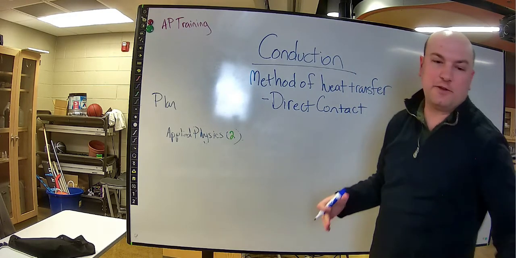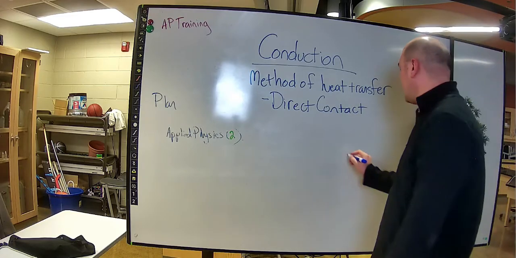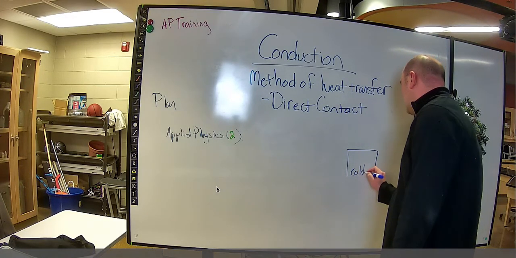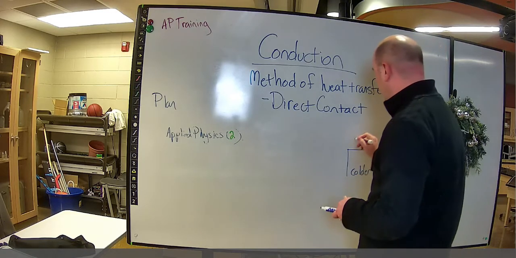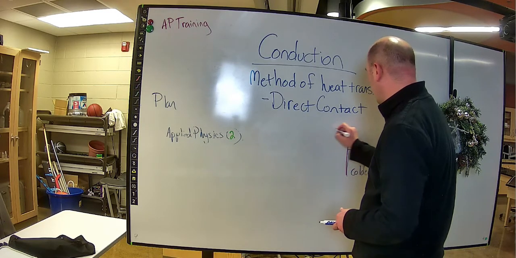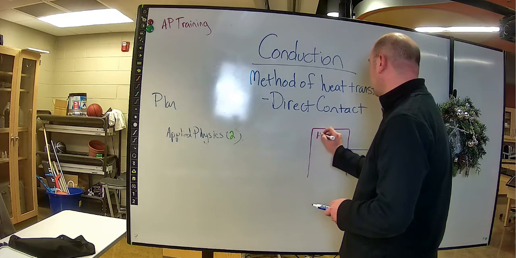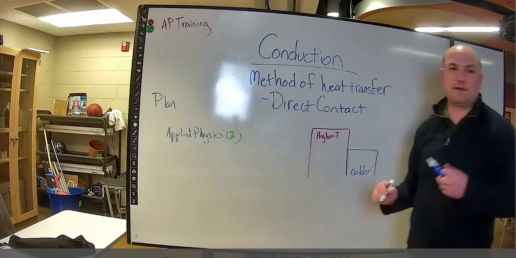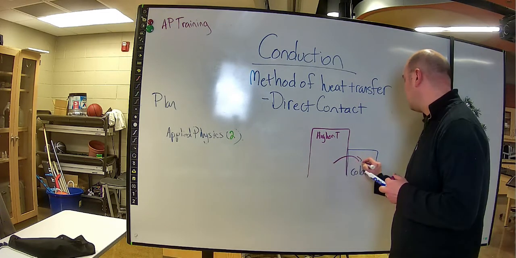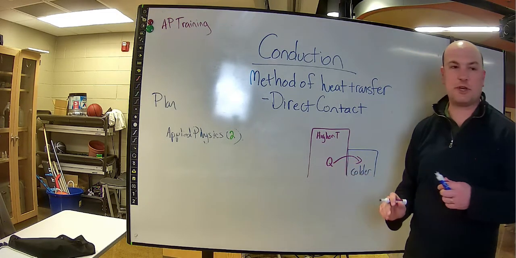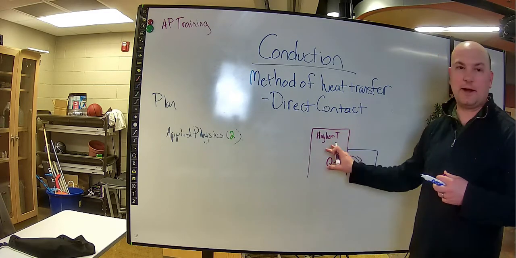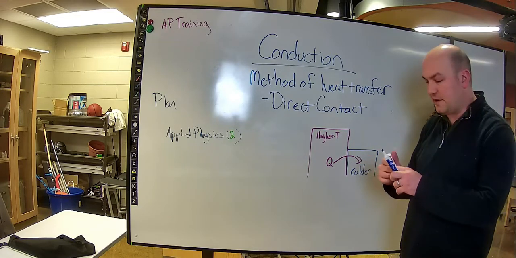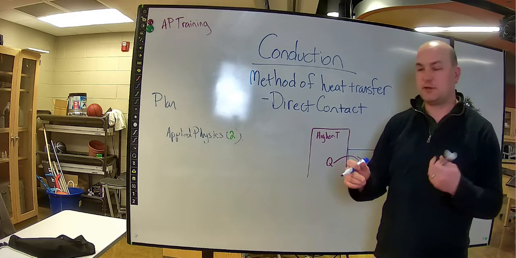So you have two different materials. Say one of them is colder, one of them is warmer, or is a higher temperature, higher temp, and then you get heat, which is Q. Heat flows from the higher temperature material into the lower temperature material. So remember, we always have heat flowing from high temperature to low temperature.